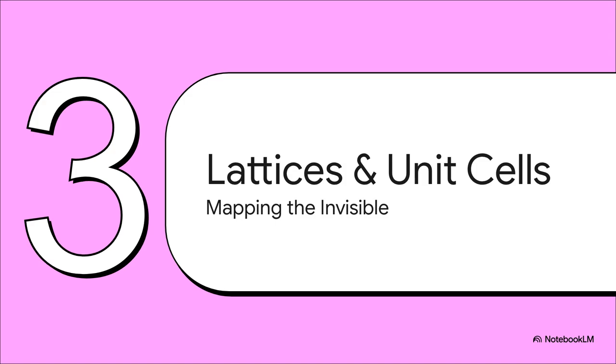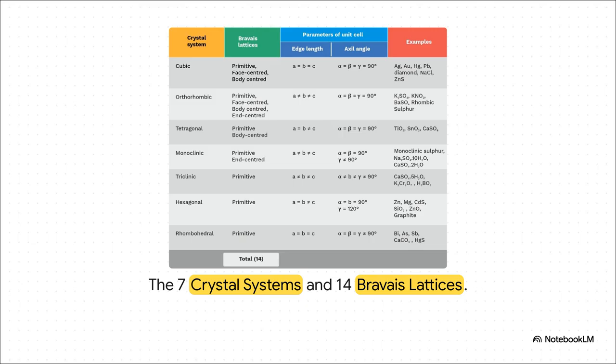Section 3. Lattices and unit cells. Mapping the invisible. Okay, we're stepping into the micro world now. Nature plays by some pretty strict spatial rules here. By tweaking just the lengths of the edges and the angles between them, we get 7 basic crystal systems. From there, we derive exactly 14 possible Bravais lattices. These are the fundamental underlying geometric frameworks that dictate the shape of literally every single crystal in existence.